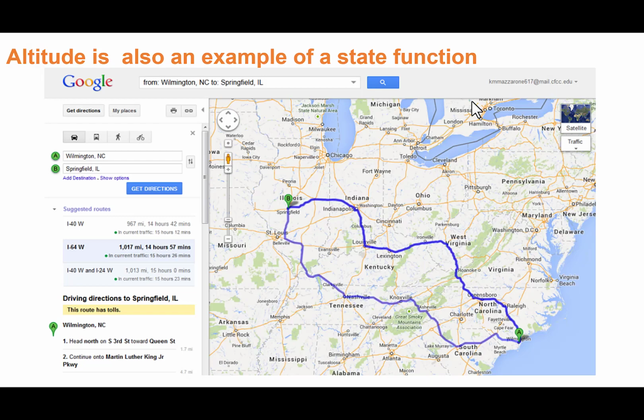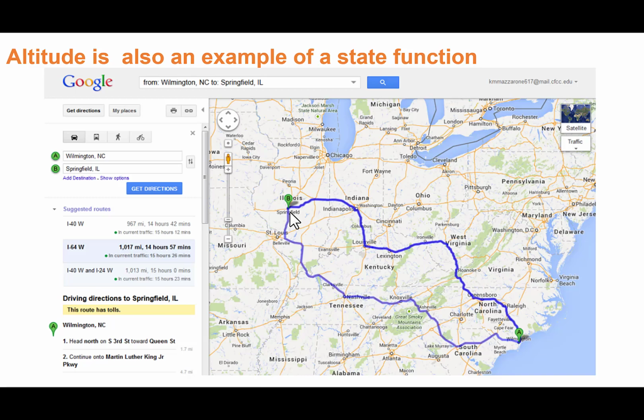Okay. Another example of a state function, to just kind of drive this point home, is altitude. When we are in Wilmington, North Carolina, where we live, the altitude here is roughly, we'll call it 10 feet above sea level. So the altitude is 10 feet above sea level in Wilmington. If I were to go back to my hometown, Springfield, Illinois, the altitude in Springfield, Illinois is like 112 feet above sea level. Okay, so Wilmington, 10 feet above sea level.